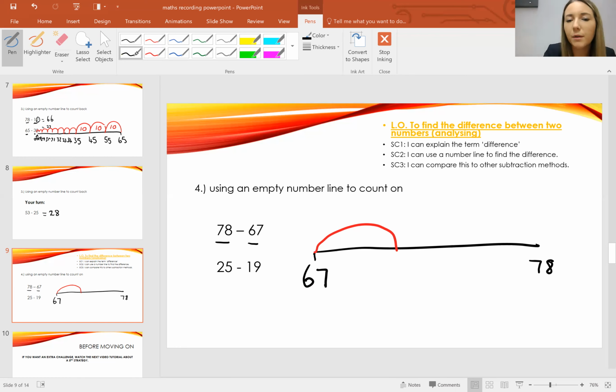That's the next multiple of 10. And I'm going to use my number bonds. 7 add what gives us the next 10? 7 add 3. Well done. So I'll put 3 in there.